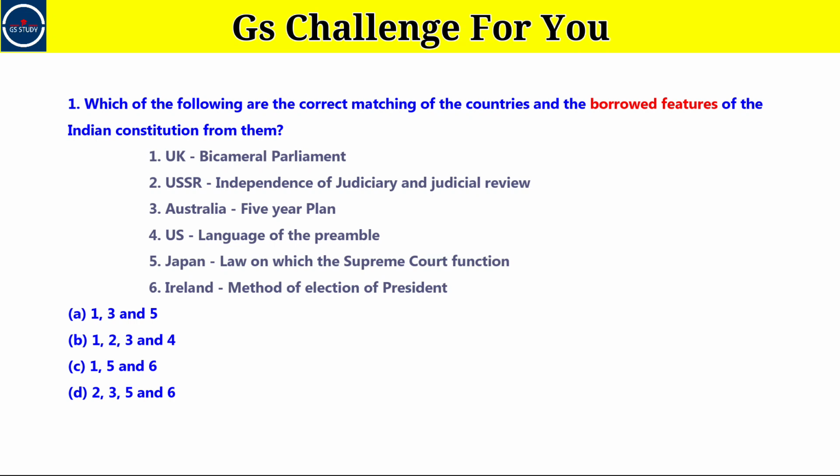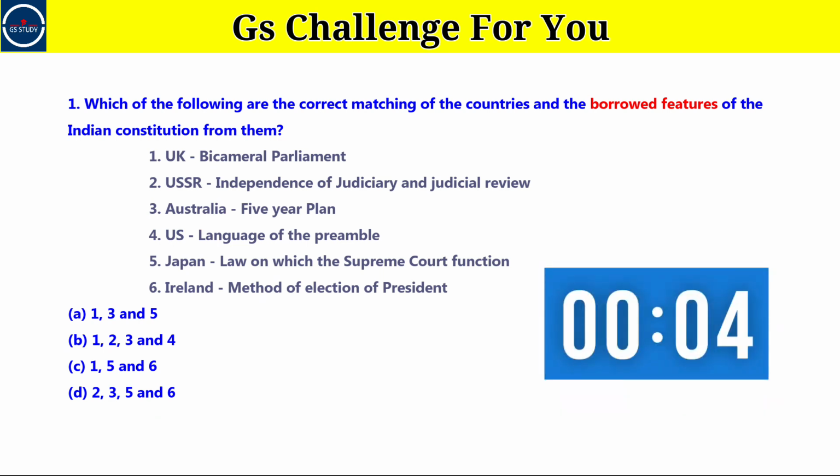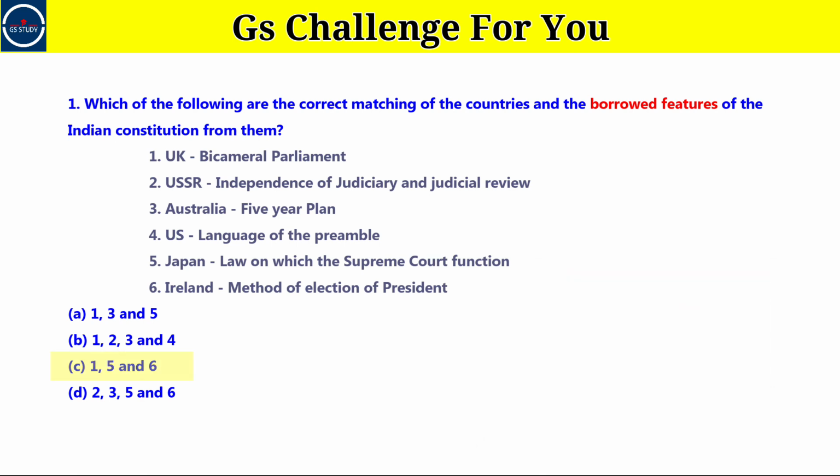A. 1, 3 and 5. B. 1, 2, 3 and 4. C. 1, 5 and 6. D. 2, 3, 5 and 6. Correct answer: C. 1, 5 and 6. UK, bicameral parliament. Japan, law on which the Supreme Court function. Ireland, method of election of president.